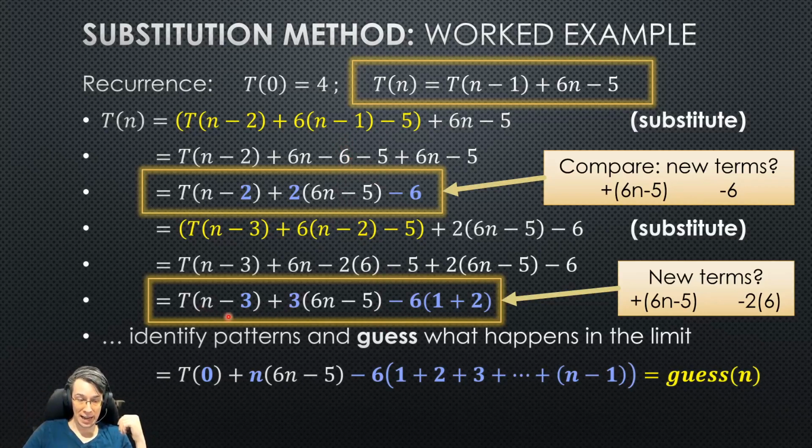Here, I have an n minus 3, and I know my base case is when it's n minus n. So this 3 should become an n, this 3 should become an n, and this 2 should become an n minus 1. That's where I get my n minus 1 term here. So this is my guess. I'm guessing that my final closed form for T of n is going to be T of 0, which is 4, plus n times 6n minus 5, minus 6 times 1 plus 2 plus 3 plus dot dot dot plus n minus 1. Notice that once I replace that base case by 4, I have no more t terms. There are no more terms of the recursive sequence. This is a closed form expression. So this is my guess, and it's the guess and check method, so I have to check now.